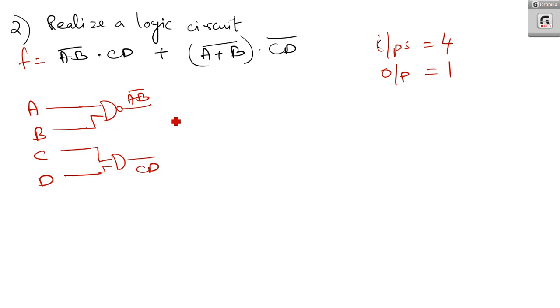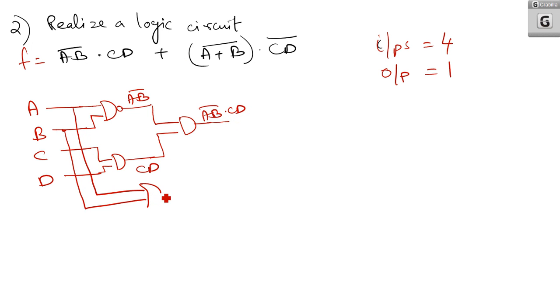Okay. Now AB bar dot CD. AB bar dot CD means you should have again an AND gate. Yeah. So you will get AB bar dot CD. That is ORed with A or B whole bar. So you can have A or B, NOR gate. So you can have A or B whole bar that is ANDed with CD whole bar. CD is here, so you can have NOT it. So you will get CD bar. Okay. So and that two are ANDed.